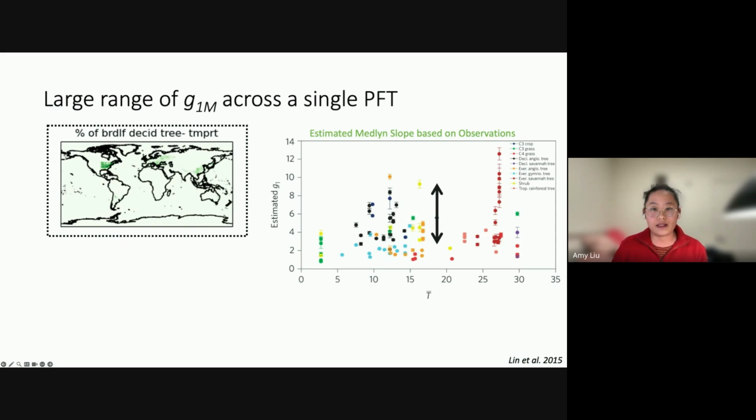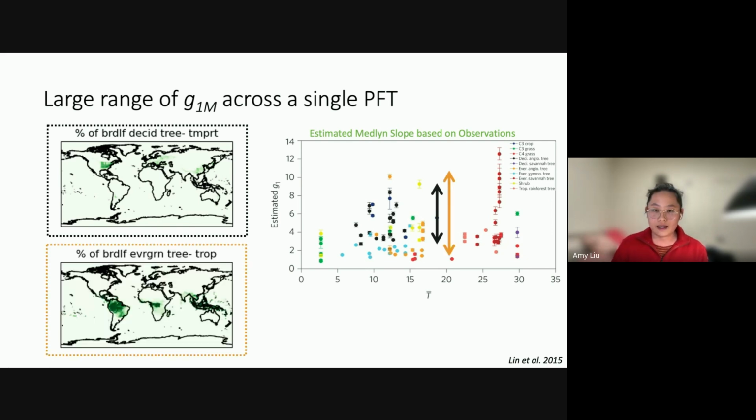And this corresponds within CLM to broadleaf deciduous. And we can see here that that particular PFT is in different locations around the globe. Another example are these orange points, which correspond to the broadleaf evergreen trees within CLM. And that's just a spatial map of where that PFT is distributed across the globe.